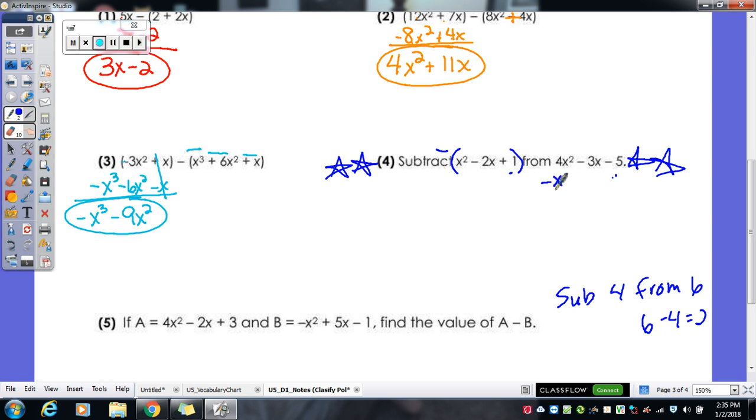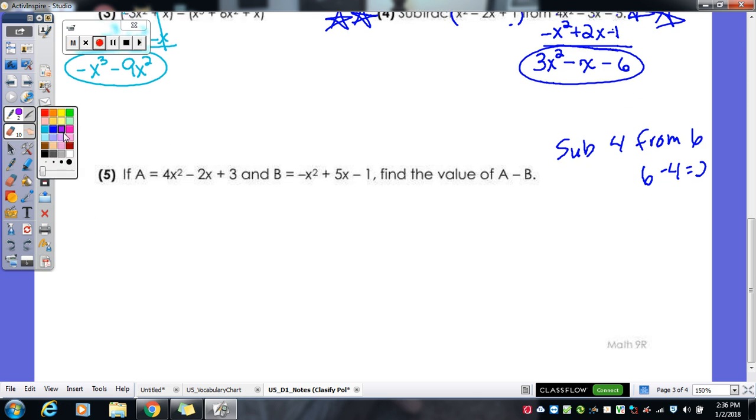So when I line these up, it becomes negative x squared plus 2x and then minus 1. You've got to remember to change the signs of all of them. So 4x squared minus 1x squared would give us 3x squared. Negative 3x plus 2x. And then negative 5 minus 1, negative 6. And then number 5, it's the same thing. They're just writing it in a different way.